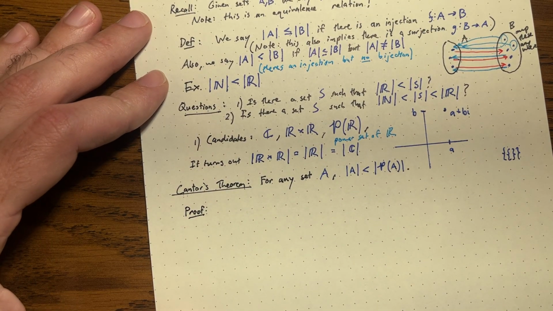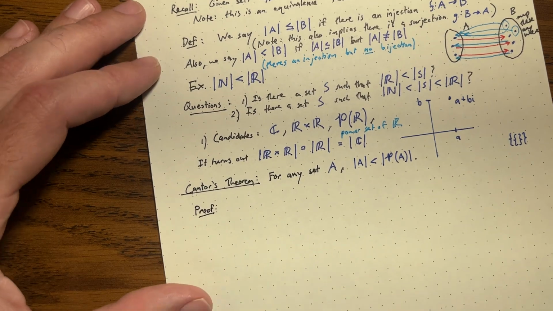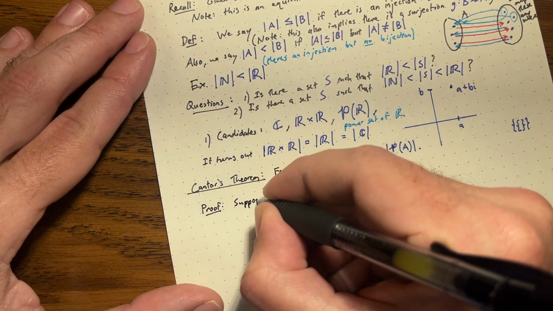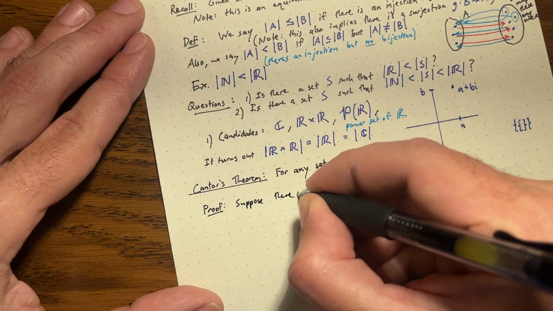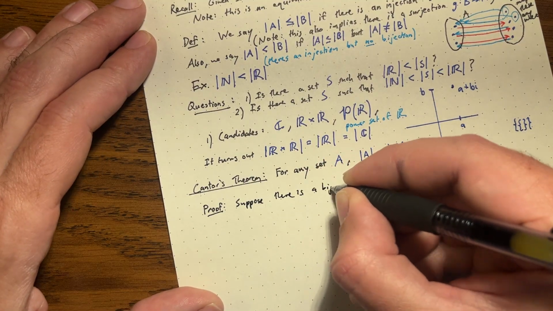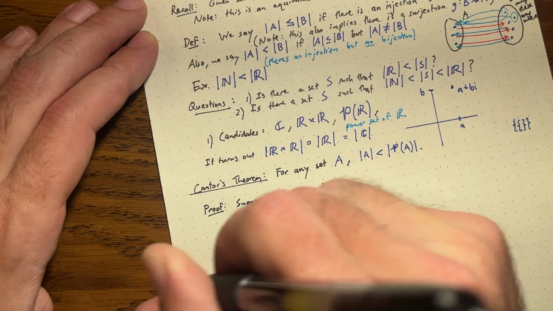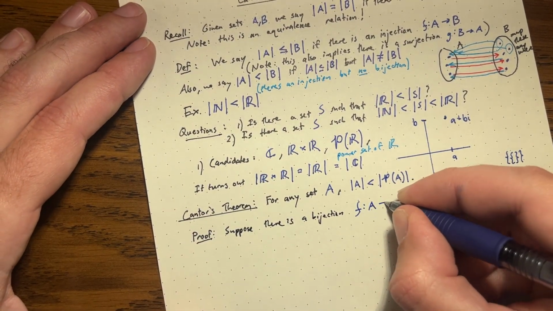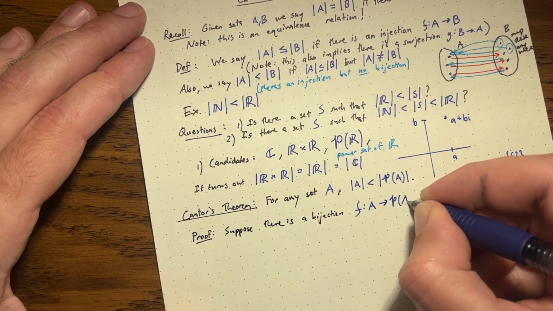Well, the idea is, as in so many of these proofs, it's going to be contradiction. So suppose there is a bijection. Suppose there is a bijective function, a bijection from A to its power set. And we're going to try to deduce some contradiction.